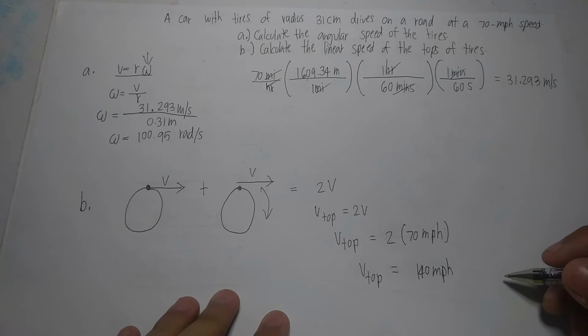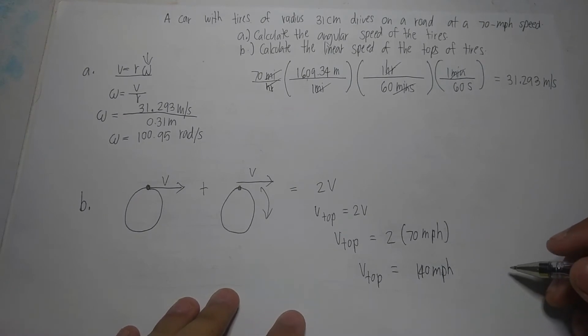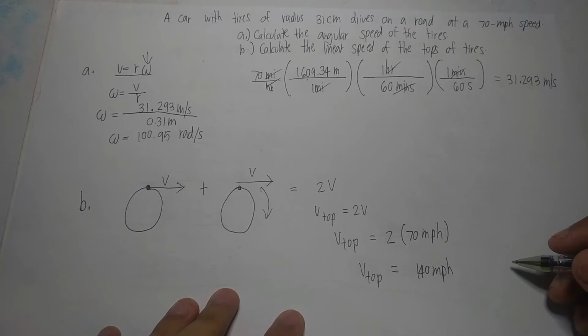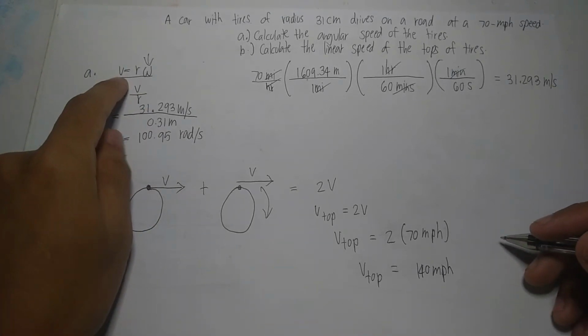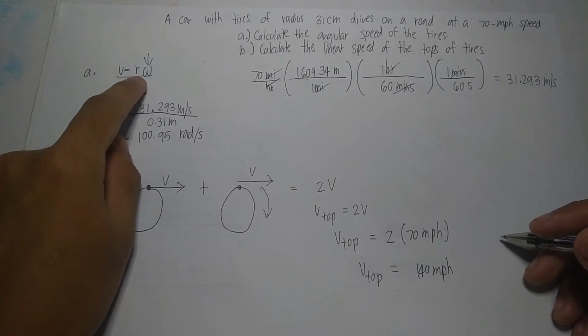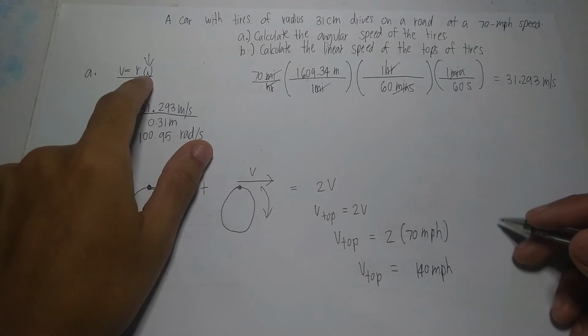In this particular problem, we are looking for two unknowns, which is the angular speed of the tires and the linear speed of tops of tires. The first one that we will solve is the angular speed of the tires. And there are two known values in the problem, which is the radius 31 centimeter and the linear velocity that is 70 meters per hour. So we know that the formula that we will employ to solve this problem is the linear velocity is equals to radius multiplied by the angular velocity.